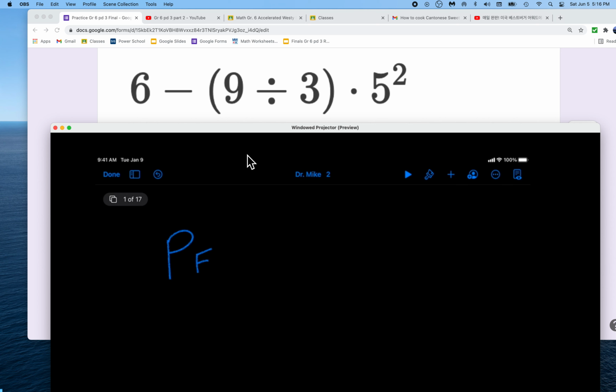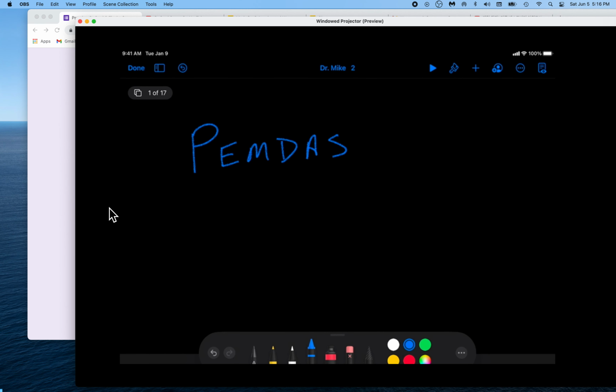Turns out, PEMDAS, as written, is a little bit misleading. Okay, the first parts are easy. That stands for parentheses. This is exponents. But here's where it gets a little misleading. This would make you believe that multiplication comes before division. That is not true. They have equal weight.